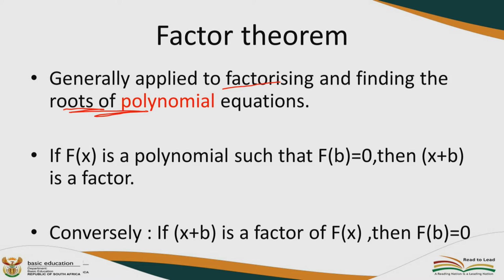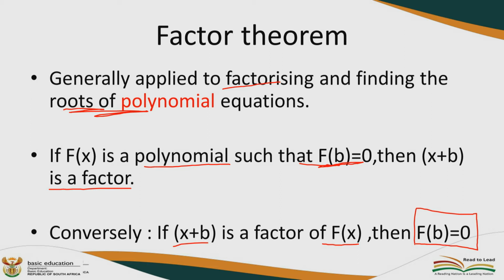According to this theorem, it states that if f at x is a polynomial such that f at b is equal to 0, then our x plus b is going to be what? It's going to be a factor of the polynomial, right? So in reverse form, or conversely, we can say if x plus b is a factor of the given polynomial, then it means now our f at b is 0, or our remainder of this is going to be what? It's going to be 0.